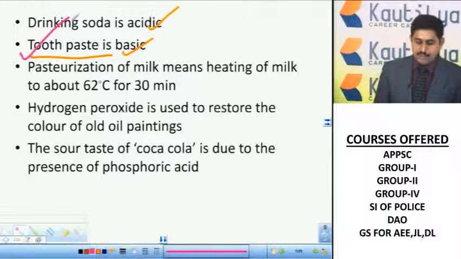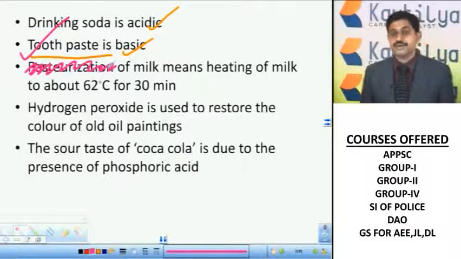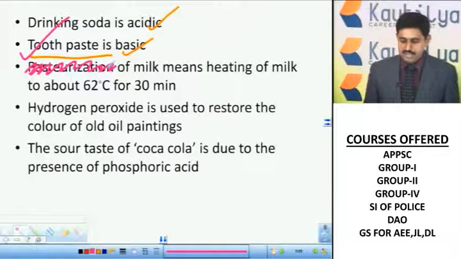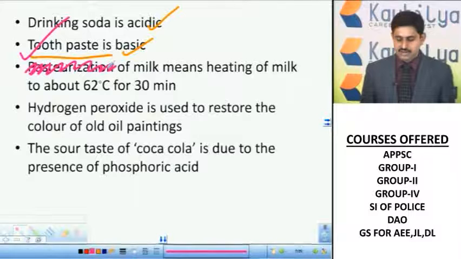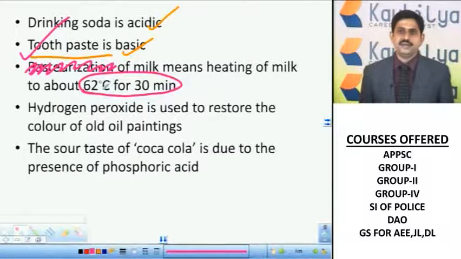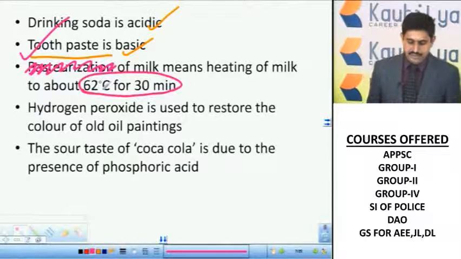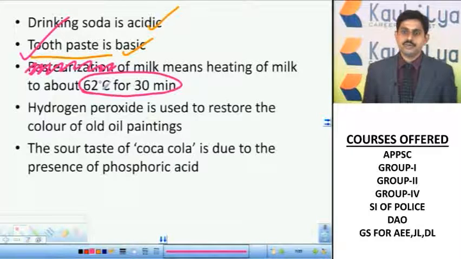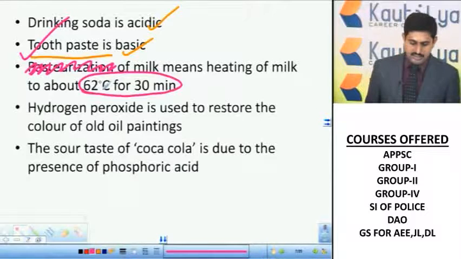Okay, next one, pasteurization. Pasteurization is the process of sterilization of milk. Pasteurization of milk is a sterilization of milk. It means heating milk at 62 to 63 degrees centigrade for 30 minutes. That is called pasteurization. In this process, you sterilize the milk. Pasteurization is nothing but heating of milk at 62 to 63 degrees centigrade for 30 minutes.